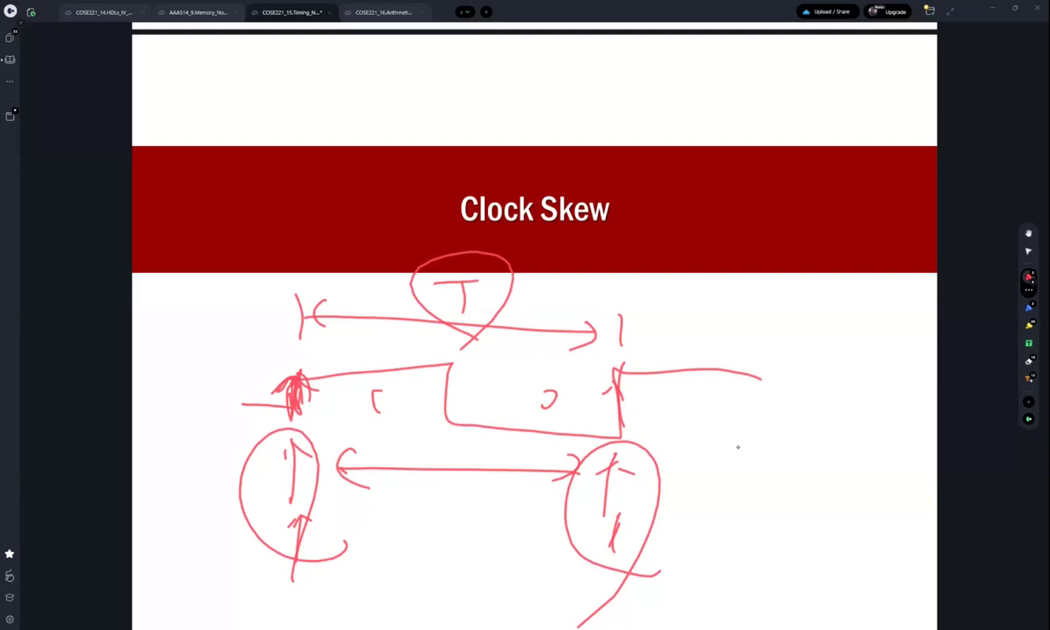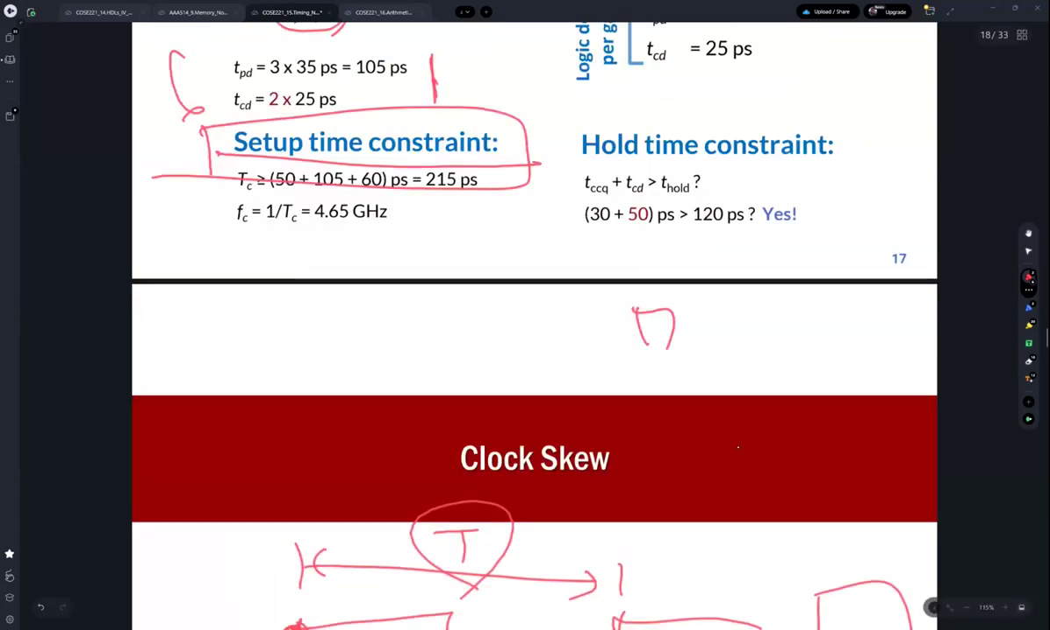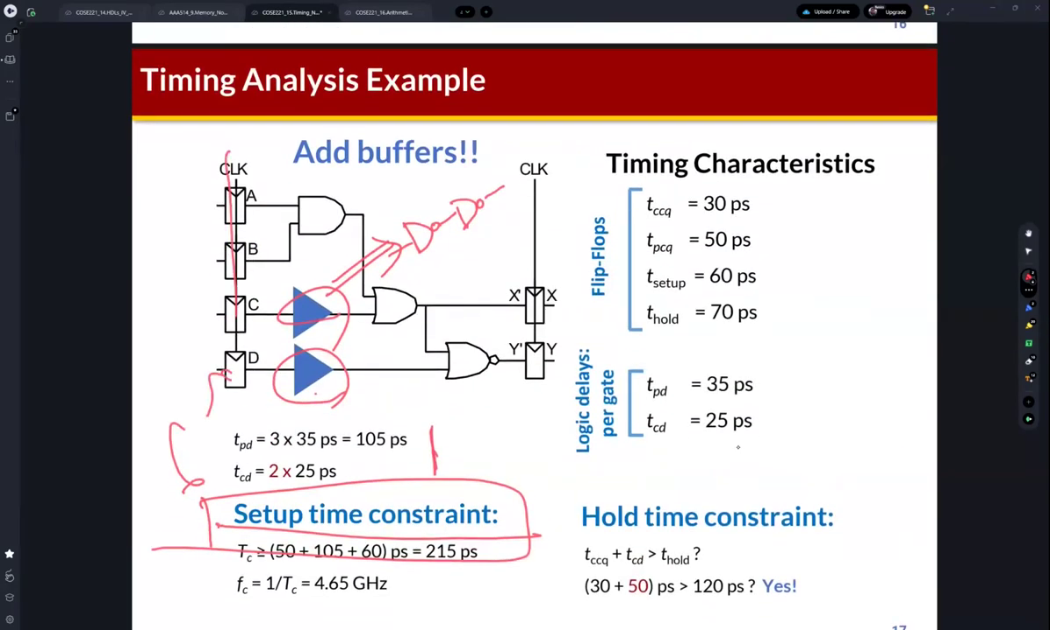Because this clock signal is also delivered via metal wire. Okay, so you can find the D flip-flop here. So this is the clock, and in order to deliver this clock signal to the D flip-flop, we need to use wires. Okay, and the wires also have a delay component. As you can see in this example, the same clock signal is connected to many D flip-flops using metal wires.